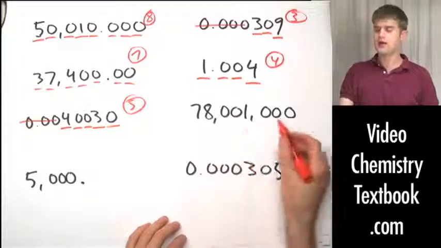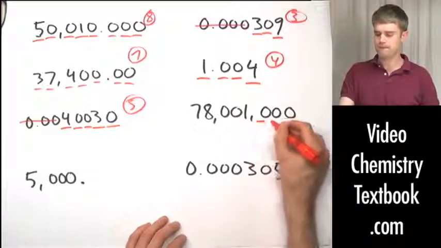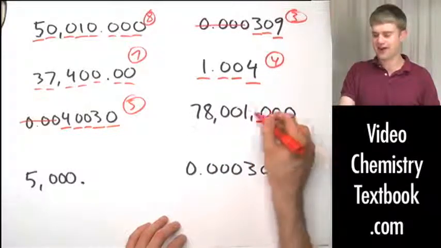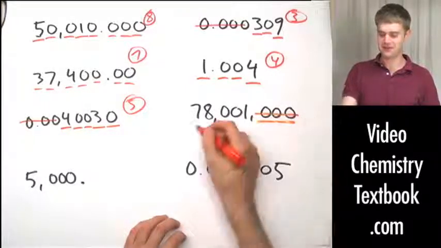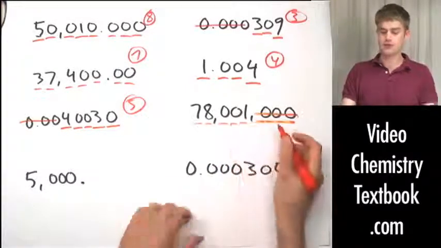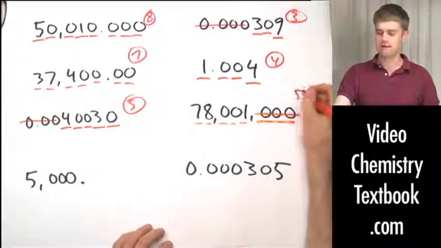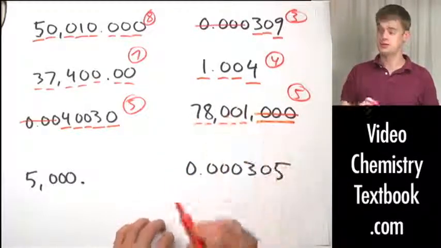Okay? Here we have some zeros to the right. They are not significant because there's no decimal point in this number. So there are only 5 significant figures here. These guys, of course, are significant because they're sandwiched in between.